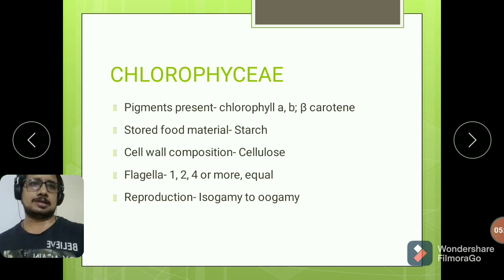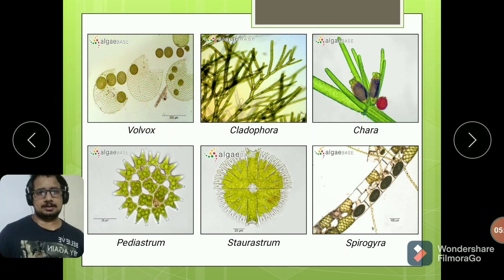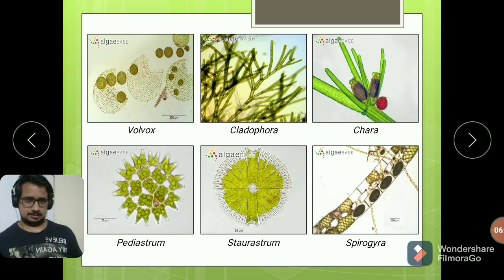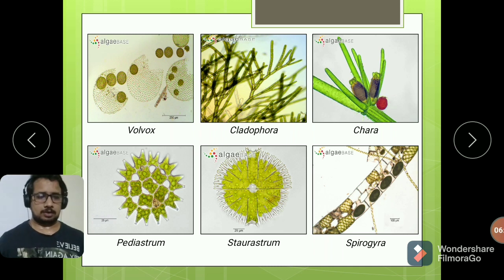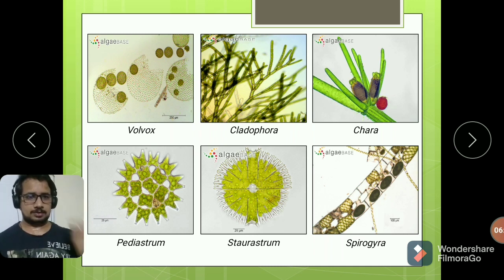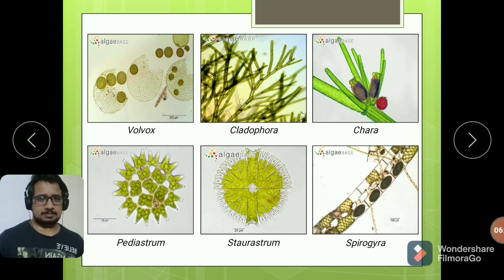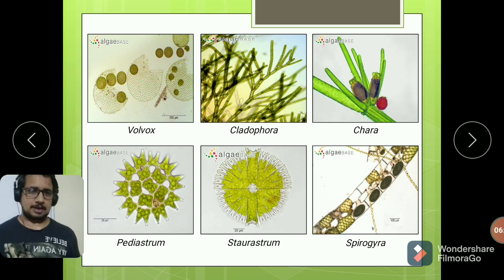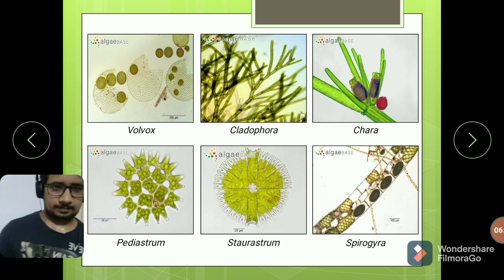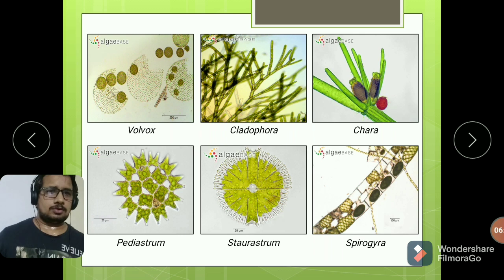There are a few examples you should note: Volvox, Cladophora, Chara, Pediastrum, Staurastrum, Spirogyra. Now there is great diversity in algae. In these photographs you can see Cladophora and Spirogyra, both filamentous forms, where one is branched and one is unbranched. Spirogyra does not include branching, while Cladophora is vigorously branched.